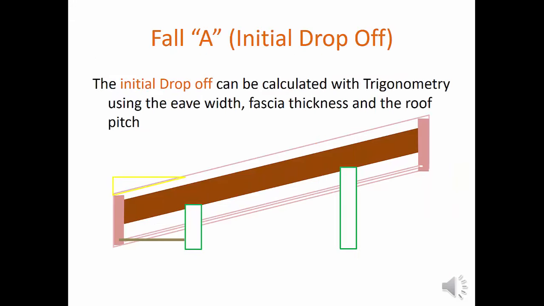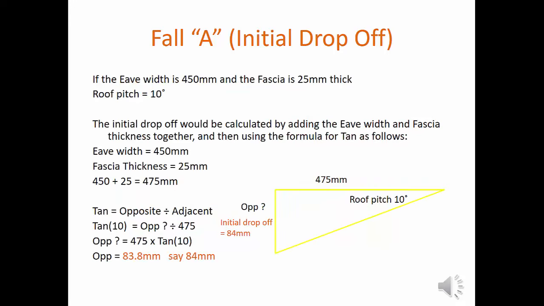A, the initial drop-off, can be calculated with trigonometry using the eave width, fascia thickness, and the roof pitch. For this scenario, the eave width is 450 mm wide, the fascia thickness is 25 mm thick, and the roof pitch is 10 degrees. The initial drop-off would be calculated by adding the eave width and fascia thickness together, and then by using the formula for tan as follows.